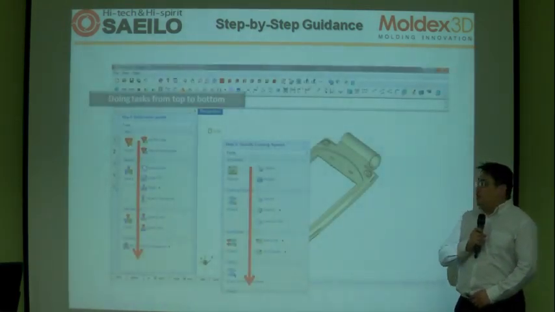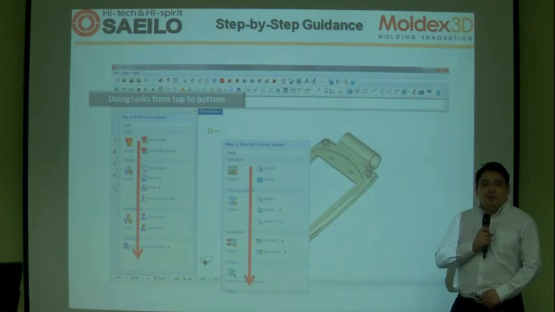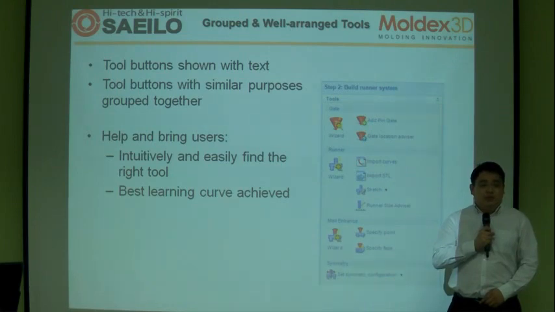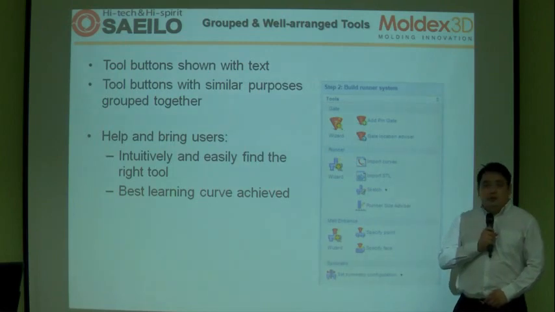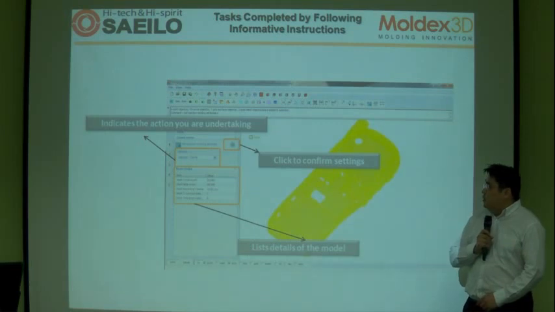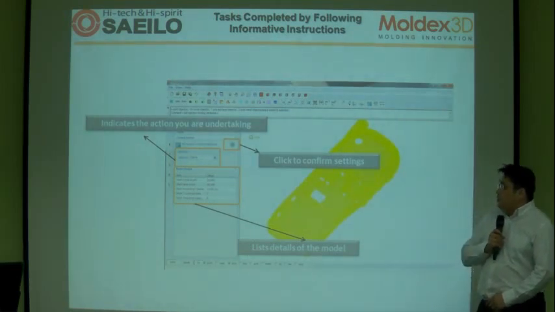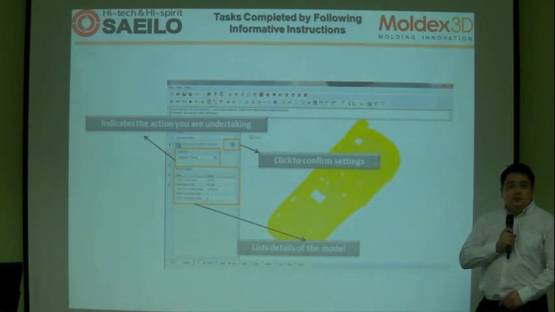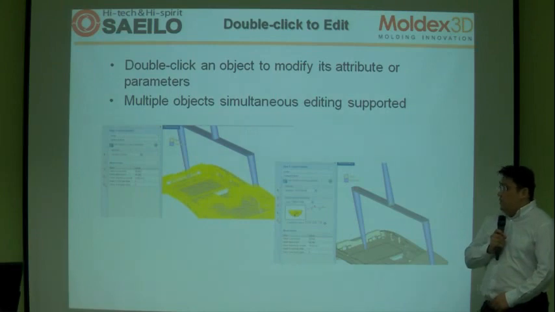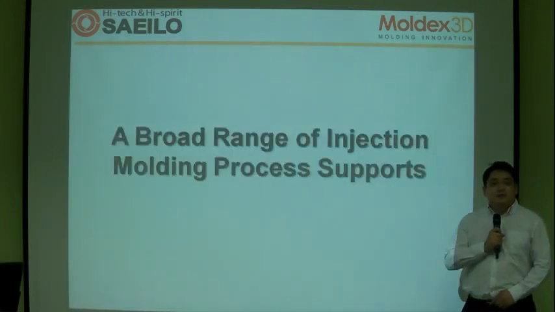This is to show you that you can do this simulation step by step without error. This is to show you more detail about the runner wizard, because a designer may spend a lot of time designing the 3D runner. You can design the runner inside eDesign, and you just run the simulation very quickly. This is to show you the meshing and how it indicates the action that you are undertaking. Everything is set for you. And this one shows you the runner design, where you can design very fast.